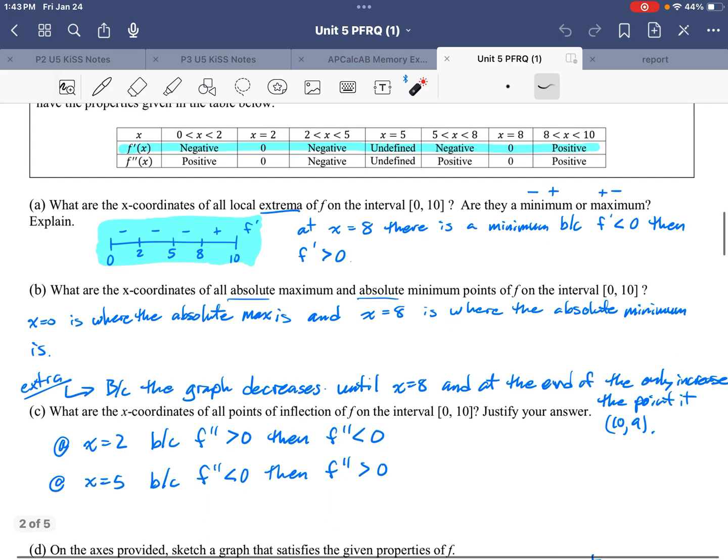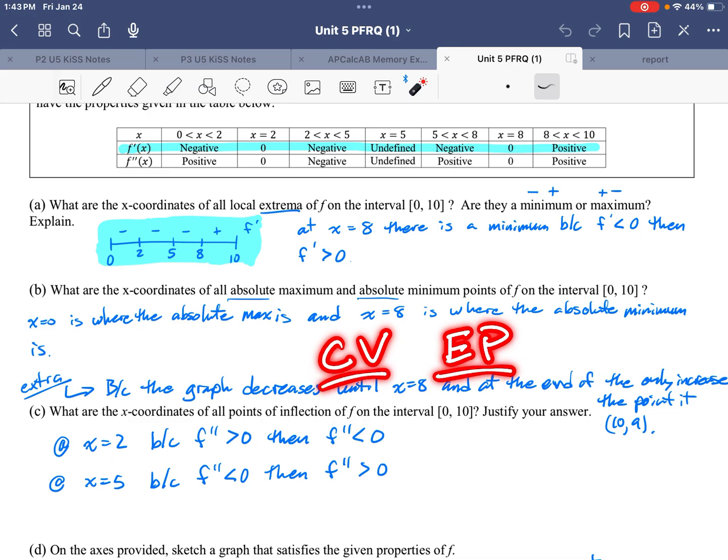Okay, next we got B. It says, what are the x-coordinates of the absolute max and the absolute minimum points of f on the interval from 0 to 10? Now that's different. Remember, for absolute max and absolute min, you test 2 types of points: the critical values and the endpoints. So the CVs and the EPs. I'm not going to check this critical value or this critical value because we're decreasing, so that's not going to be a max or min. I'm only going to check 8, and then 0, and then 10.